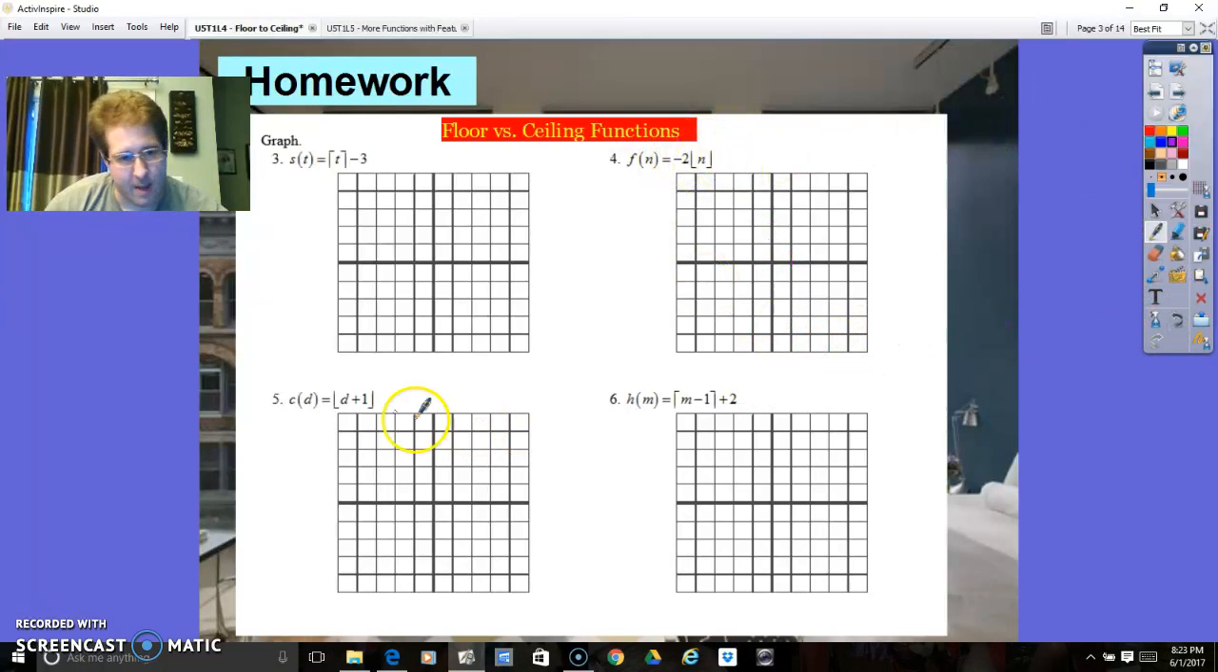All right, I'm going to erase that one again. This one is x plus 1 inside the floor function. So a floor function of x plus 1. I don't like to say the other letters. I'm just going to always say x.